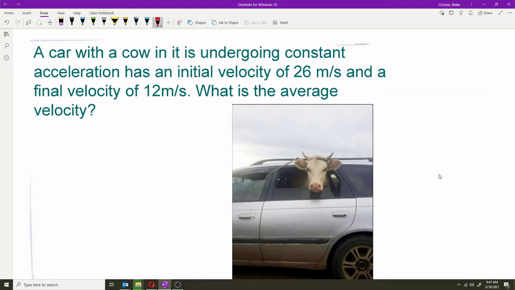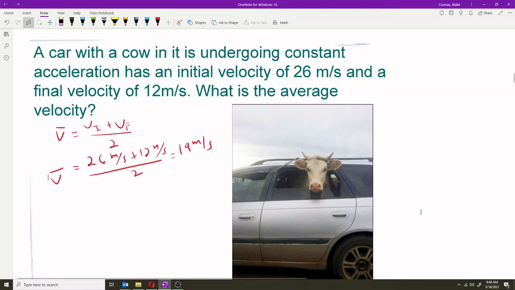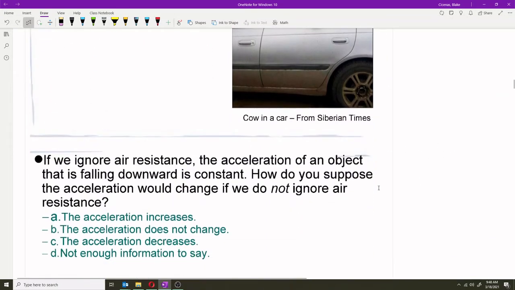But let's say this cow is undergoing a constant acceleration, has initial velocity of 26 and a final of 12. What's the average velocity? Well, you know that an average is any initial plus any final, or really just any two, divided by 2. And so all I got to do is take my 26 plus my 12, which gives me 38. Divide that by 2. 38 divided by 2 is going to be 19 meters a second as my average velocity. So average velocity is probably one of the easiest things to find.